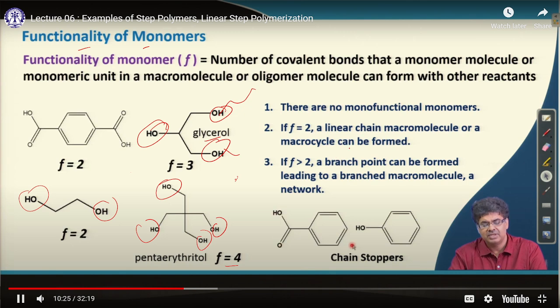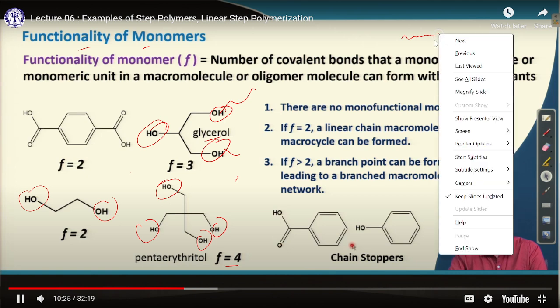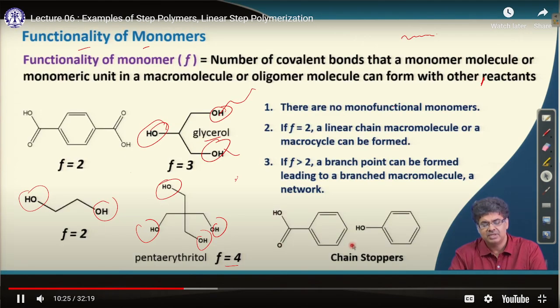Now, if any monomer, or we can say any organic compound, has only one functionality, it can react with any chain, but because it has only one functional group, it will react like that. It does not have any functional group on this side. It has only one functional group on this side, and it has already reacted. So now it cannot react further. So it is stopping the chain. That's why it is called a chain stopper.